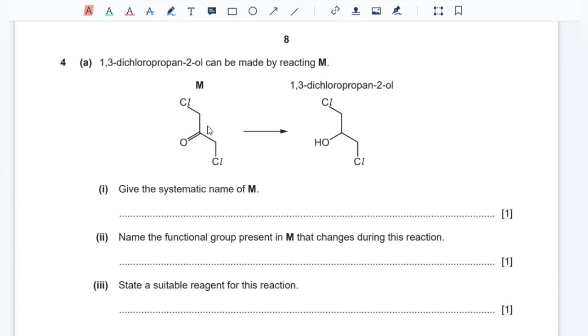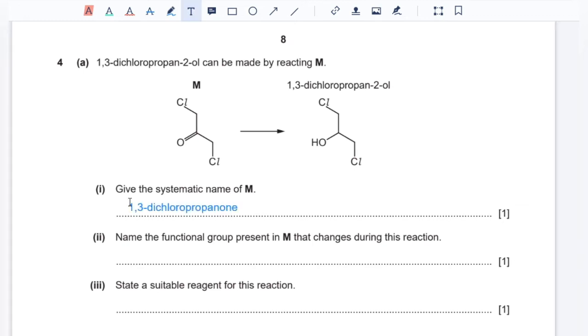1,3-dichloropropan-2-ol can be made by reacting M. 1. Give the systematic name of M. Alright, so in M you've got 1, 2 and 3 carbon atoms in the backbone and chlorine, so it's a halogen compound, and you've got a carbonyl carbon, rather a ketone group. So this is a ketone with 2 chlorine atoms. You'd name this 1,3-dichloropropanone. Name the functional group present in M that changes during this reaction. So as you can see, the chlorines remain the same. It's the ketone group that changes to the alcohol group.